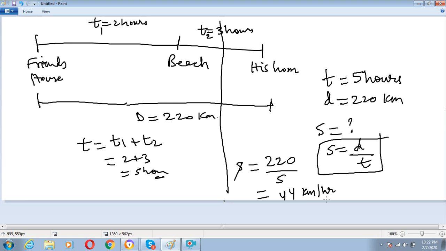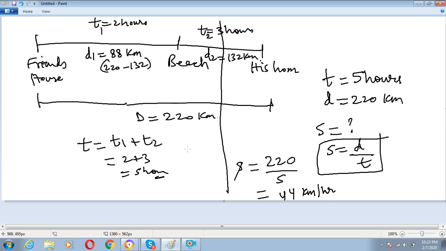Oh, one second, sorry. We have made some mistake. He wrote from the beach to his home. Sorry. The second distance is given as 132 kilometers. The first distance will be 220 minus 132. So it's a bit complicated. 100 minus 12, 88 kilometers. Understood how I got this? 220 minus 132.